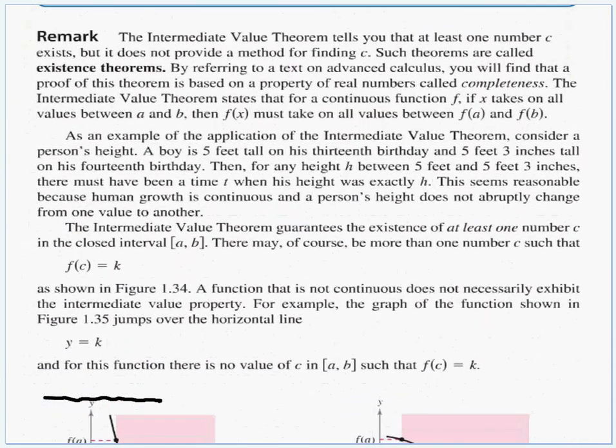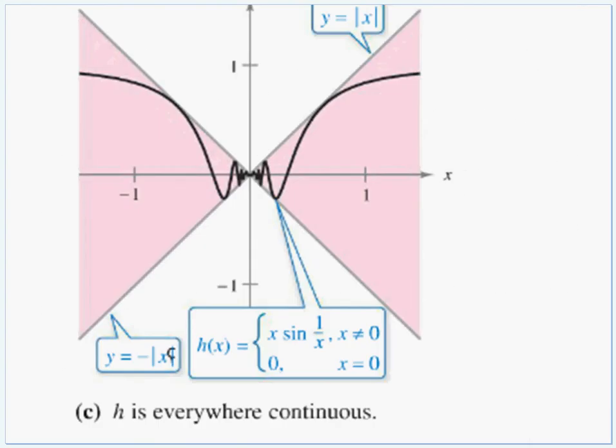Okay, let's see here. I might as well read through this. The IVT tells us at least one number c exists, but it does not provide a method to find that point. Such theorems are called existence theorems. And by referring to a text on advanced calculus, we could find that a proof of this theorem is based on the property of real numbers called completeness. The IVT states that for a continuous function f, if x takes on all values in between a and b, then it must take on all values between f of a and f of b.